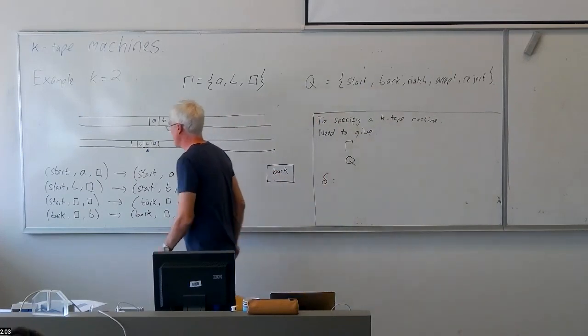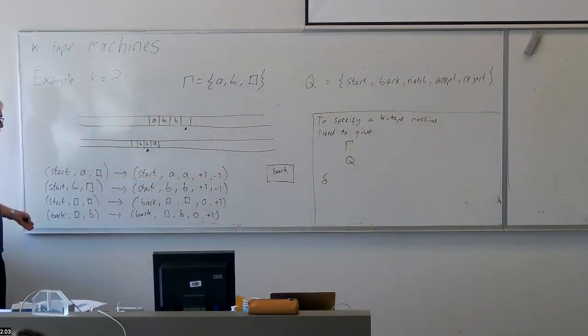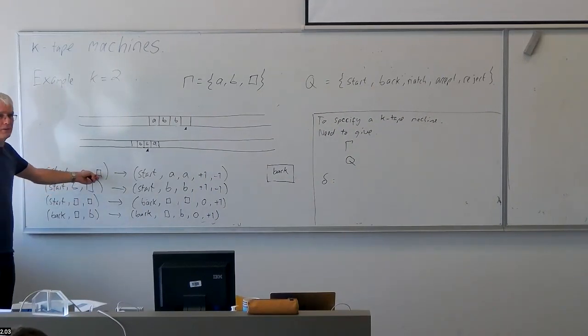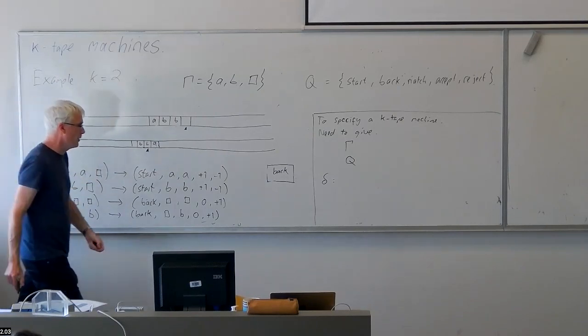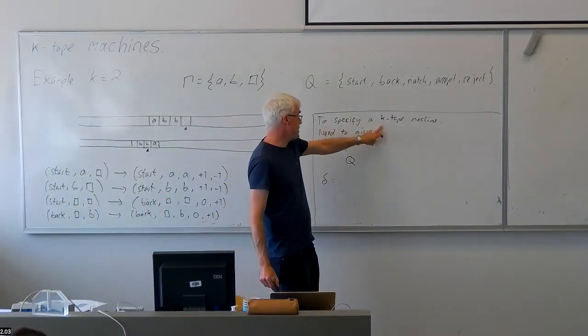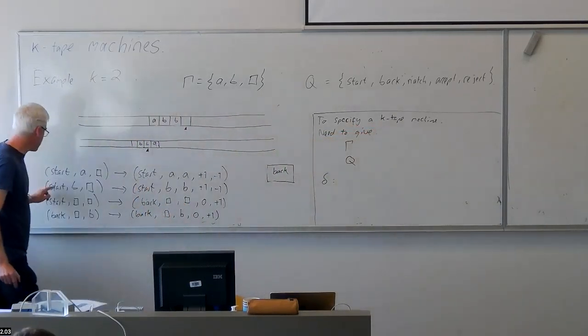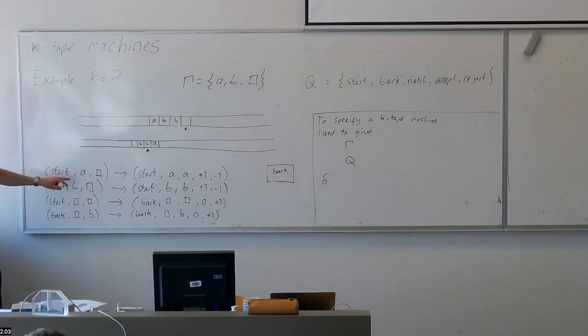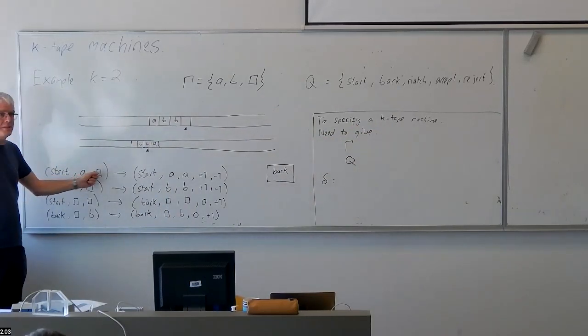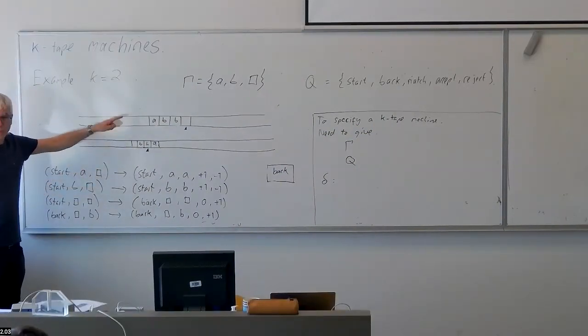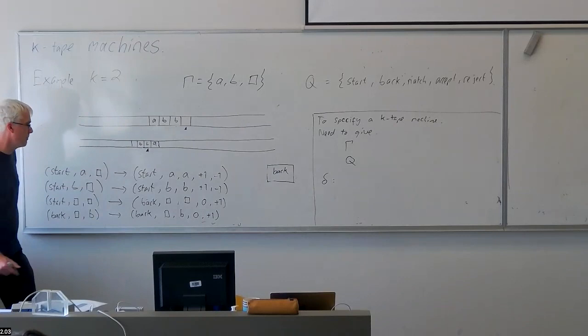which now has a different type from the type of the transition function before, because it now takes a triple of things as its input. Oh, sorry, but this is a k-tape machine. So in the case of a k-tape machine, it's going to take a state together with k different symbols, because we'll have k different heads, one for each tape, looking at k different symbols.